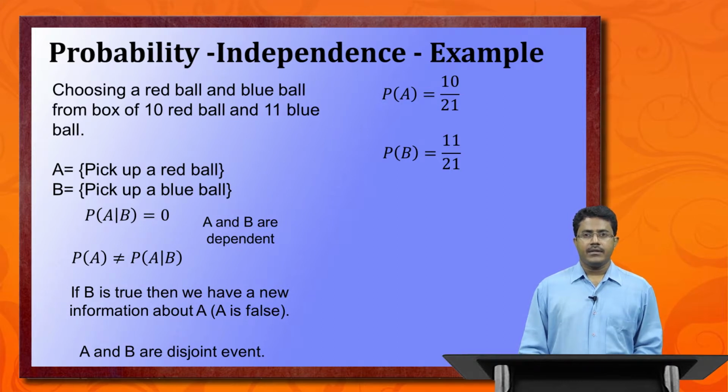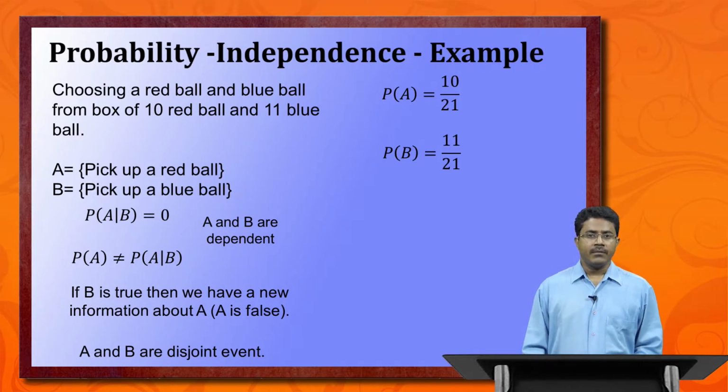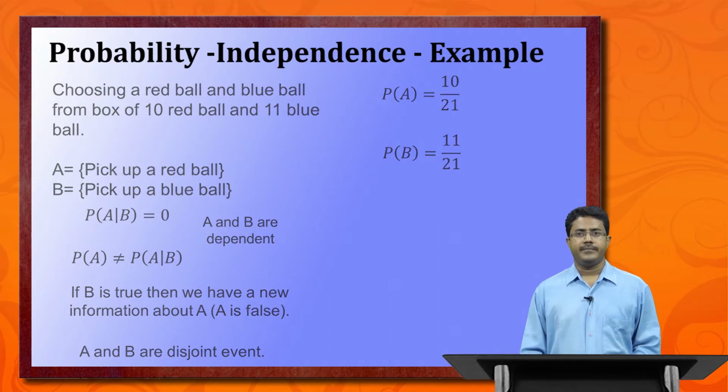So that means these two events are disjoint, but they are dependent. We already mentioned that two events that are disjoint may actually be dependent. So given the information of B, we have new information on A. So disjoint events can be dependent.